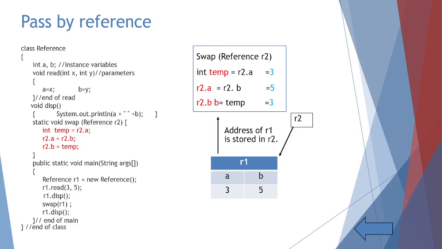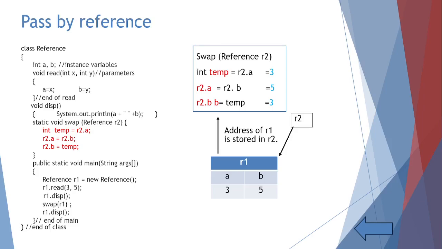Now R1 dot read, we are calling the read method and sending 3 and 5 to the read method. These are integers, so pass by value. 3 will be stored in X, 5 will be stored in Y. They are further stored in A and B, common variables, which can be used everywhere in the class. So now object R1, if you see the right side, because of read method, R1 dot A has 3, R1 dot B has 5.